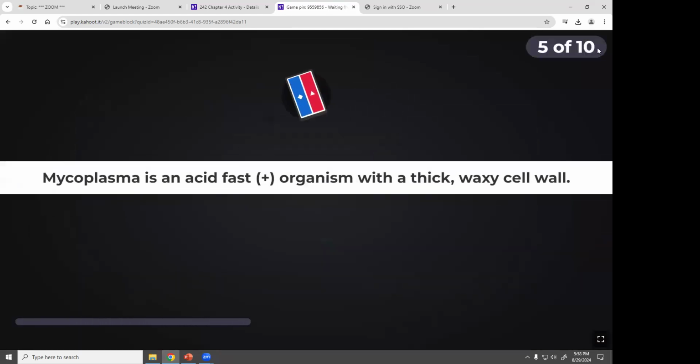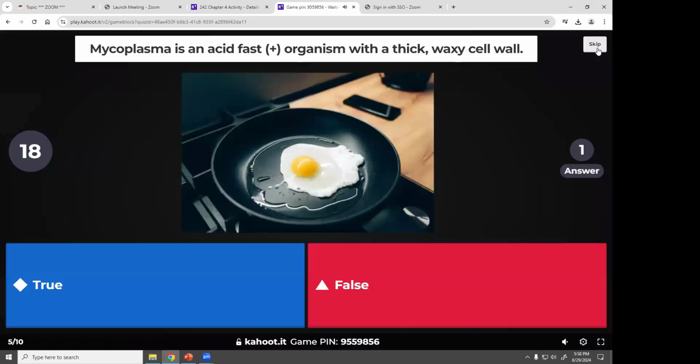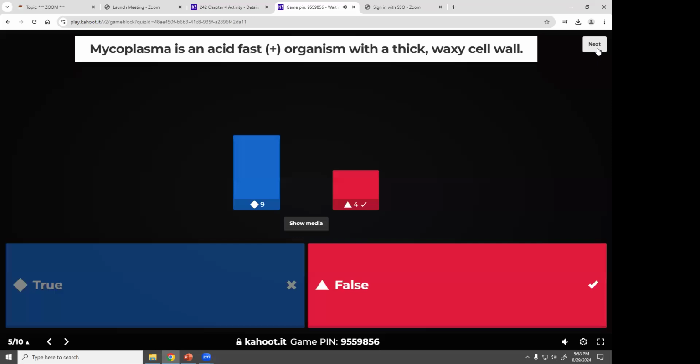All right, true or false? So this is Mycoplasma. Is an acid-fast positive organism with a thick, waxy cell wall. Is that true or false? All right, no judgment from me because we're still new at this. Mycoplasma and Mycobacterium are the two mycos, okay? They're the only two mycos that we need to know for our course, as far as genera, so Mycoplasma and Mycobacterium.